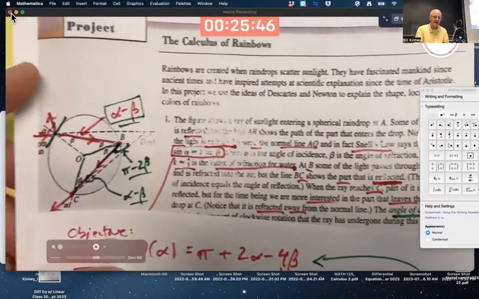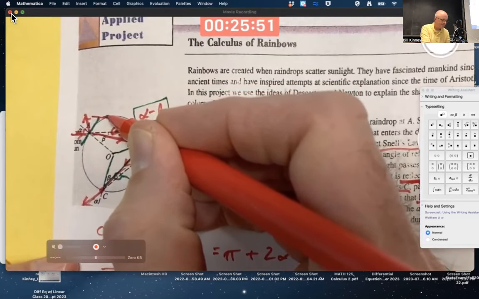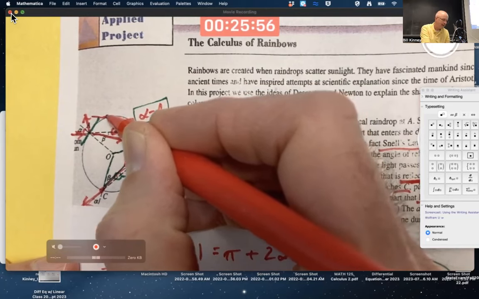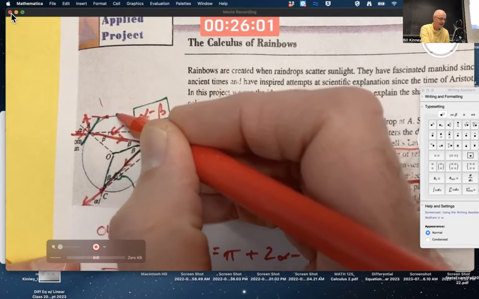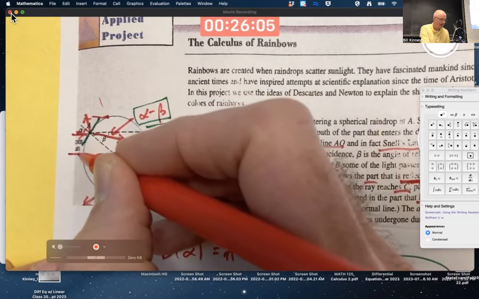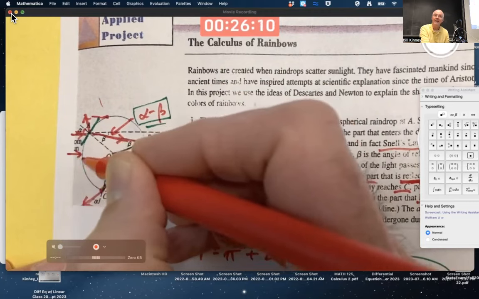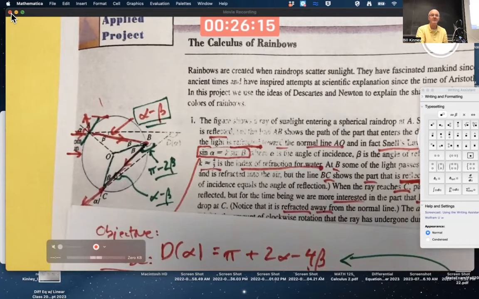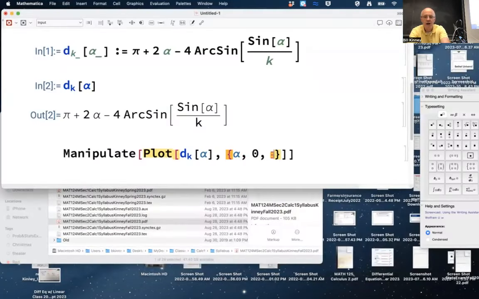You should realize that when the light ray just barely hits the raindrop up here, the normal line is about like this. The angle of incidence is large in that case. In the limit it is close to pi over 2. Whereas if the light ray comes in this way, the angle of incidence and the normal line are the same, and the angle's 0. So alpha can vary between 0 and pi over 2.